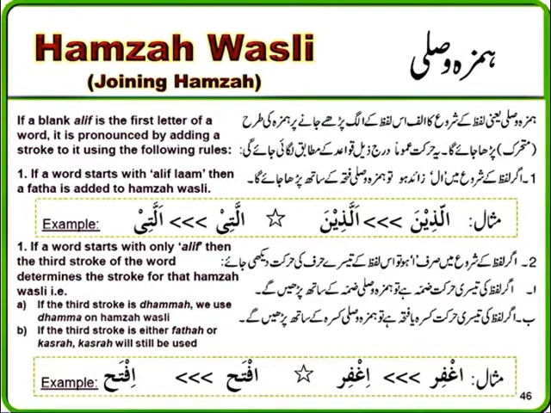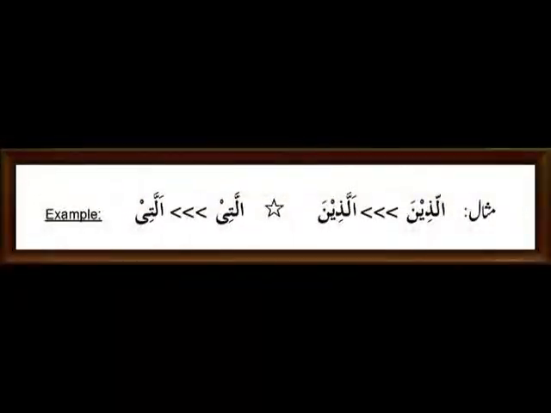In this lesson, we will be learning about something called the Hamza Wasli, that is, the joining Hamza. Now, if a blank alif is the first letter of a word, it is pronounced by adding a stroke to it using the following rules. If the first letter is an alif followed by a lam, then a fatha is always added to that alif or to that Hamza. For example, the first example we show here is the word allati.